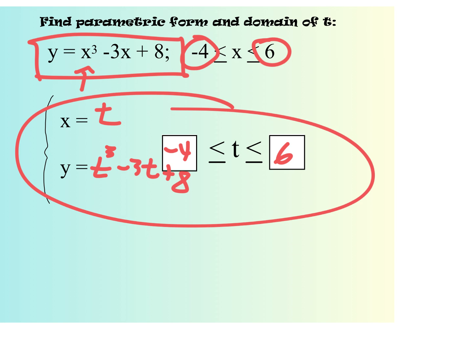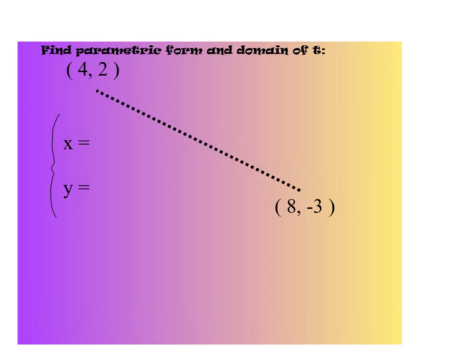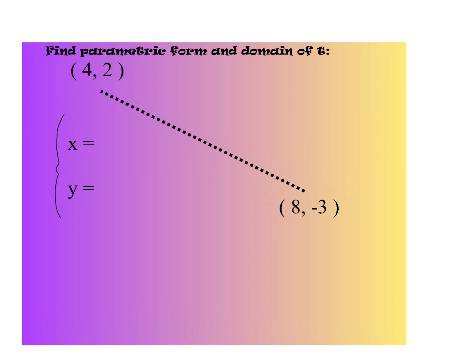Who had that one right? Cool. You just made a parametric. All right, on to this one. You got to make a parametric again, and this one has a flaw in the problem.